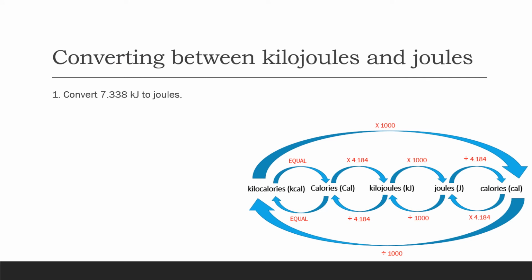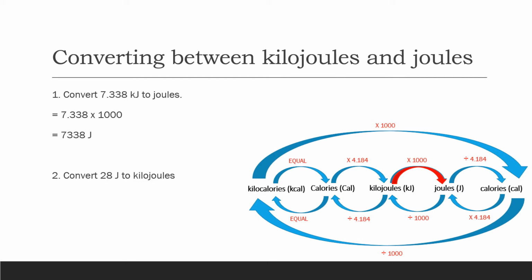Okay, let's have a look at converting between kilojoules and joules. Convert 7.338 kilojoules to joules. So if we have a look at our diagram, find where kilojoules is, and we want to go to joules. So what does our diagram tell us we have to do? We have to multiply by 1,000. So we do 7.338 times 1,000, and that equals 7,338 joules.